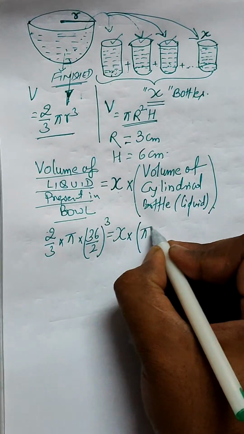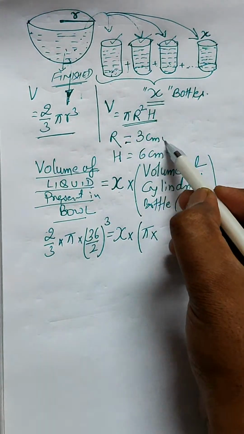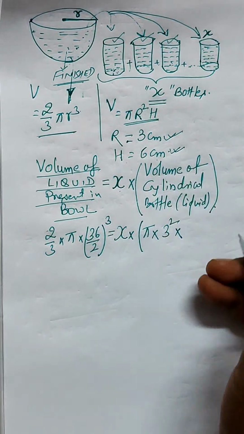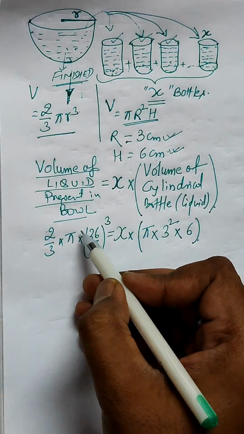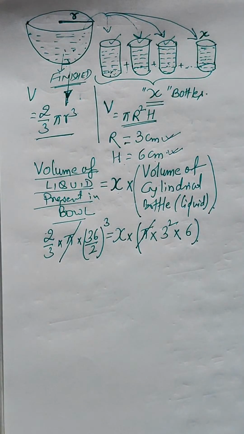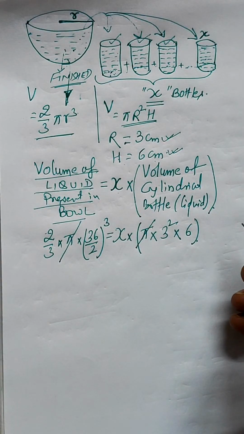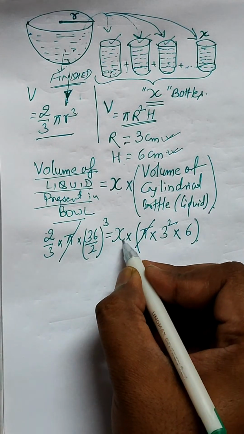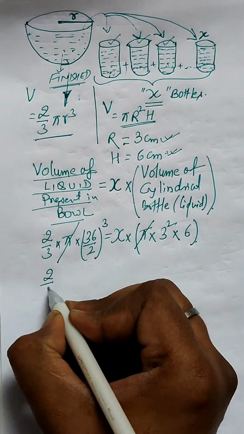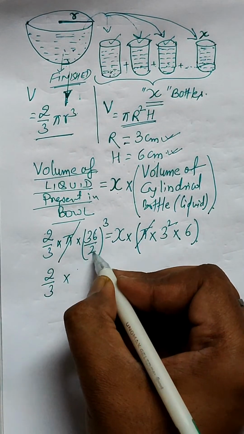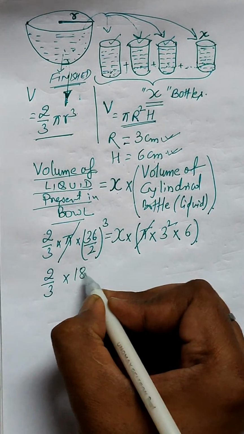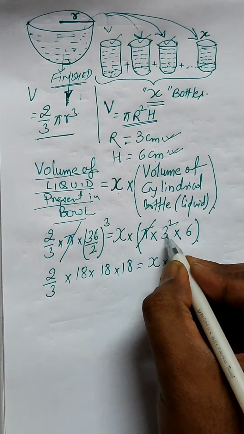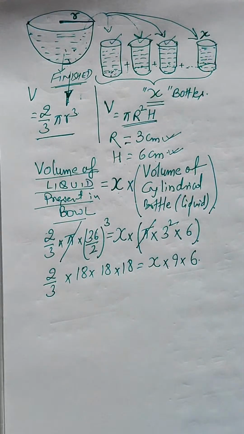And what is the value of pi? Pi will be as it is. R is given to you as 3, so this will be 3 square into h, which is given to you as 6 into 6, right? Here just solve it. Pi and pi will be cancelled out, whatever else you can cancel. So just write the value of x first. It will be 2 by 3 into 36 by 2 is 18, so it will be 18 into 18 into 18, which is equal to x into 9 into 6, right?